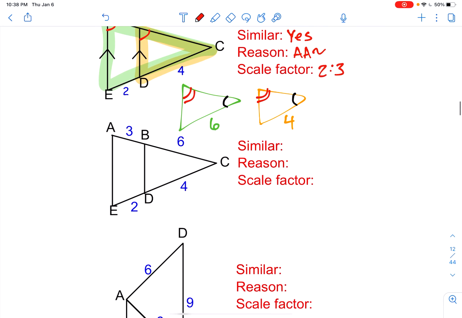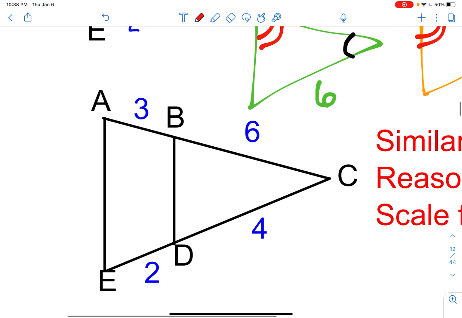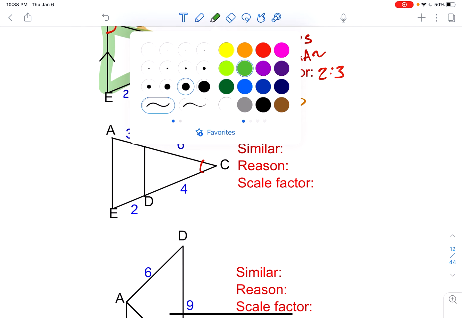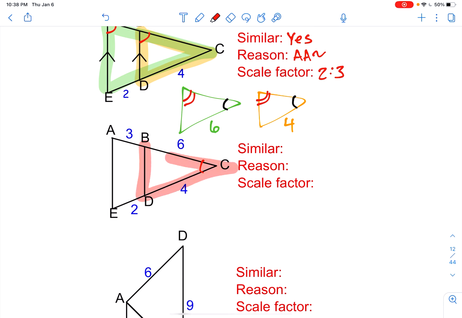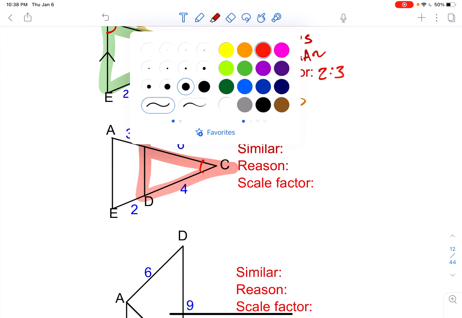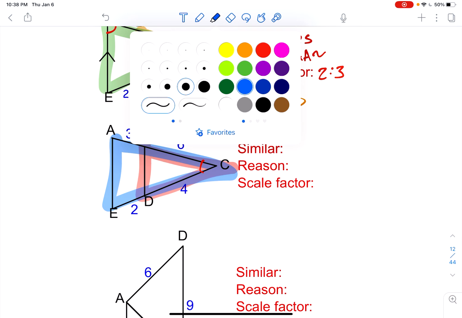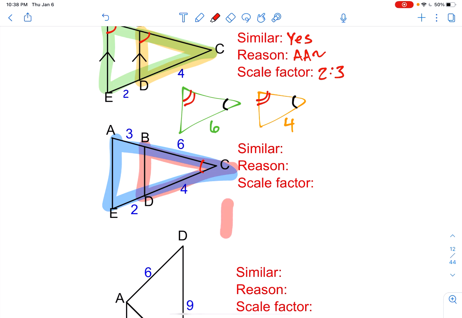All right. This one. Now, it does not say that they are parallel in this case. However, they do share that angle. So again, this is my red triangle, and this is my blue triangle. My red triangle, this is 4 and this is 6.